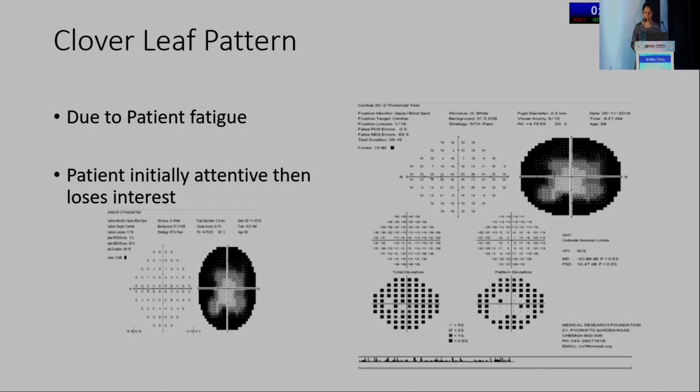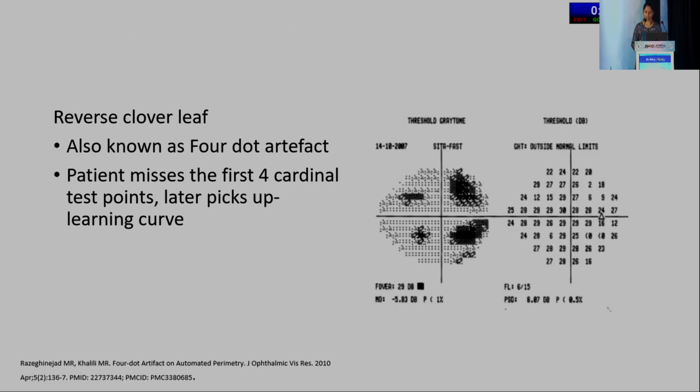Clover leaf pattern is another common artifact seen due to patient fatigue. Here, the patient who is initially attentive responds well to the central testing points, and as the test progresses, because of fatigue, he would not respond for the peripheral points. Another entity is called reverse clover leaf, also known as 4-dot artifact. Here, the patient misses the first 4 cardinal points, later picks up.